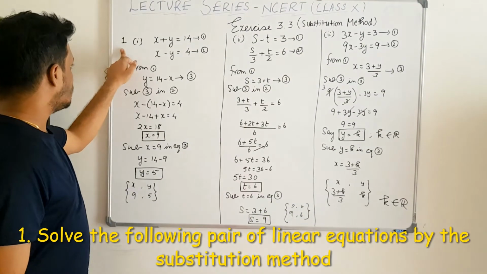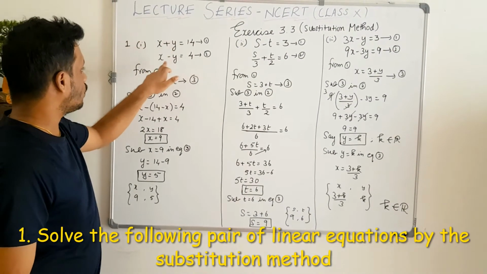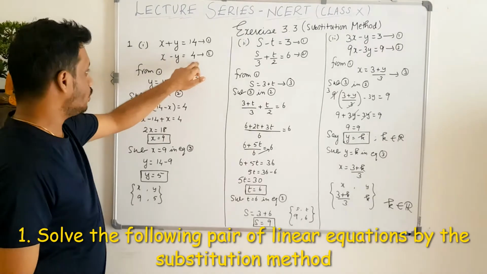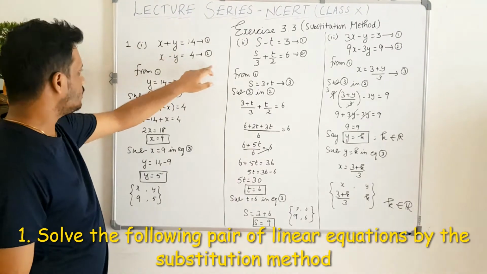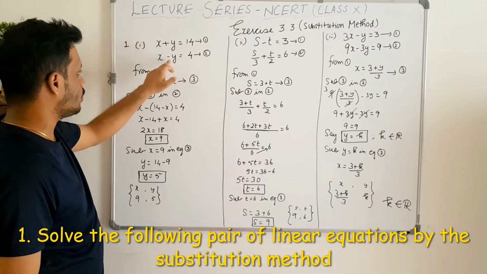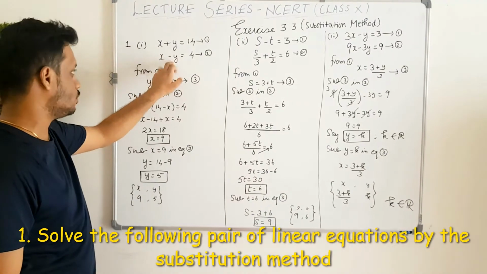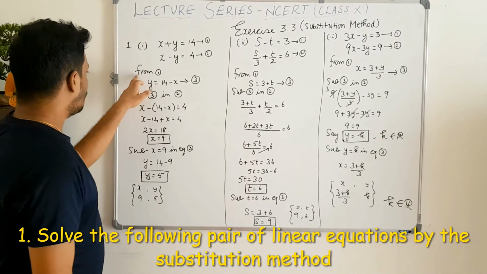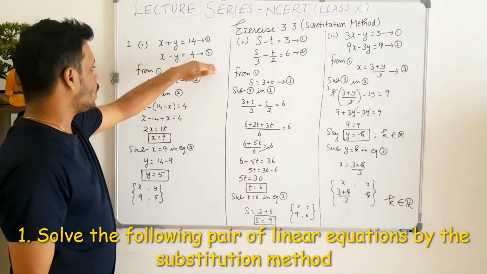So the first question is x plus y equal to 14, x minus y equal to 4. So these are the two equations given to us. We can just see that a1 by a2 is not equal to b1 by b2. Therefore you will be getting a unique solution for this problem. Okay, so substitution I will just recap once again.